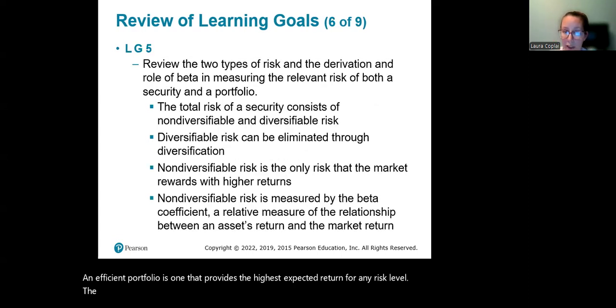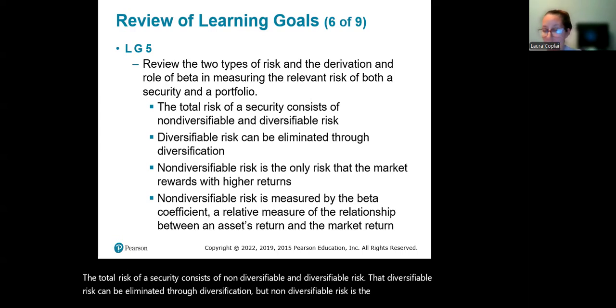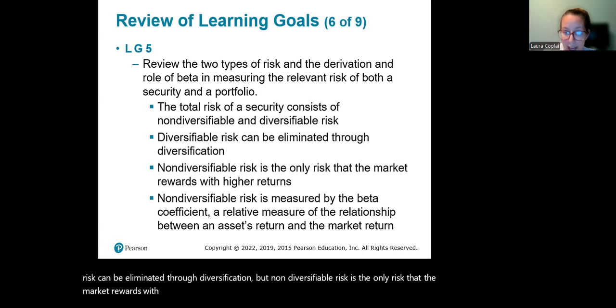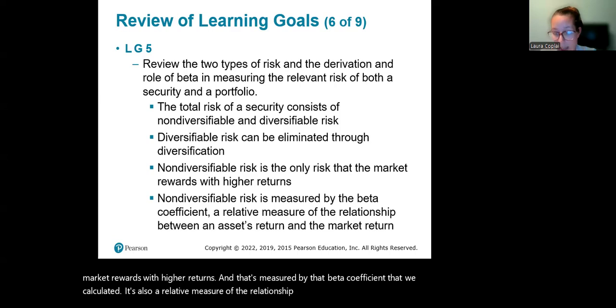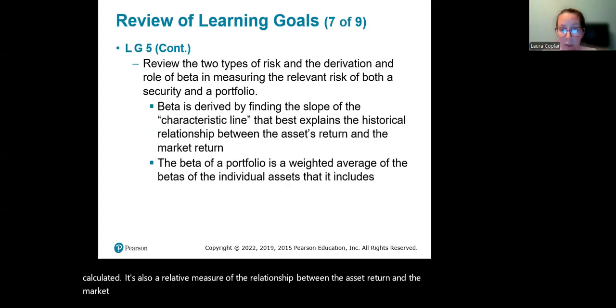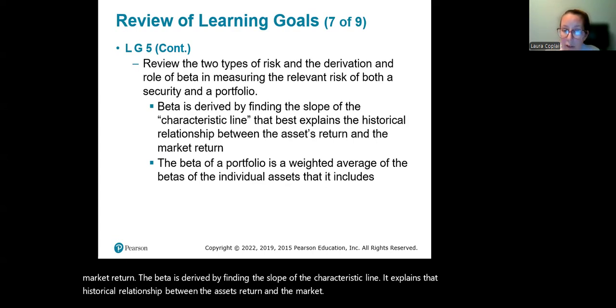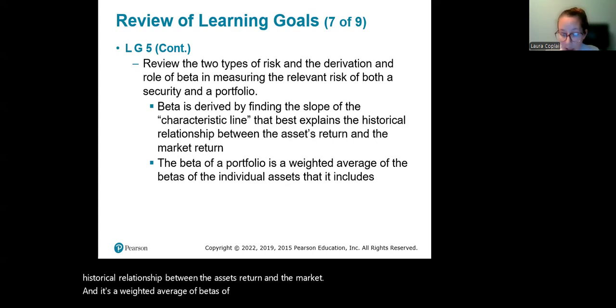The total risk of a security consists of non-diversifiable and diversifiable risk. Diversifiable risk can be eliminated through diversification, but non-diversifiable risk is the only risk that the market rewards with higher returns, and that's measured by the beta coefficient that we calculated. It's also a relative measure of the relationship between the asset return and the market return. The beta is derived by finding the slope of the characteristic line. It explains the historical relationship between the asset's return and the market return, and it's a weighted average of the betas of the individual assets that it includes.